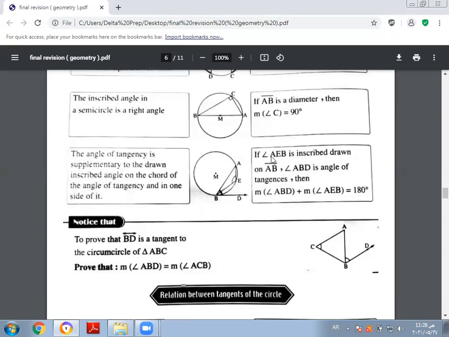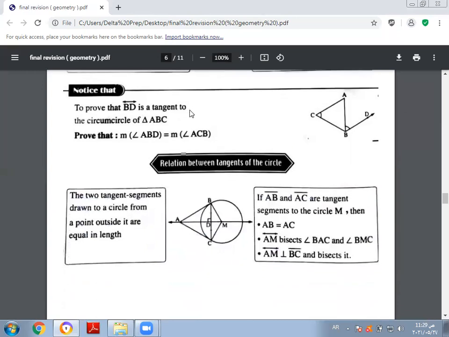If angle AEB is an inscribed angle drawn on AB, and angle ABD is an angle of tangency, then measure angle ABD plus measure angle AEB equals 180 degrees. To prove that BD is a tangent to the circumcircle of triangle ABC, prove that measure angle ABD equals measure angle ACB.